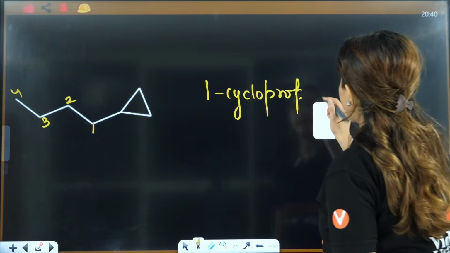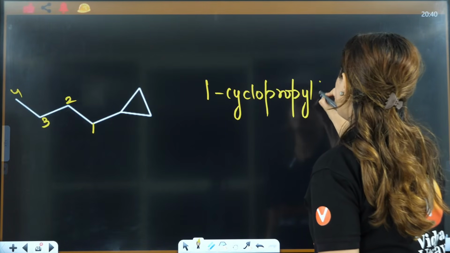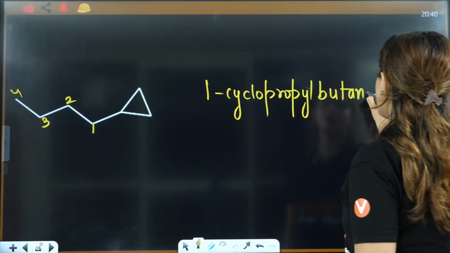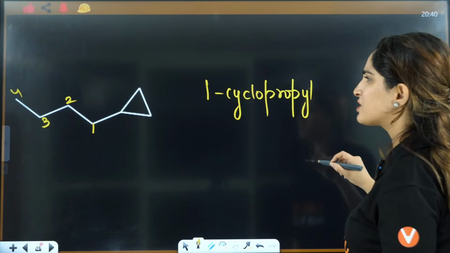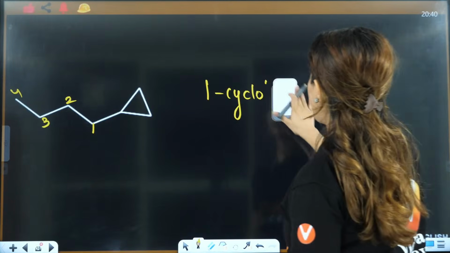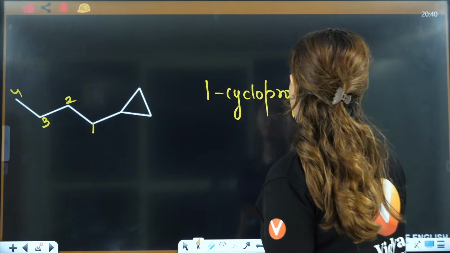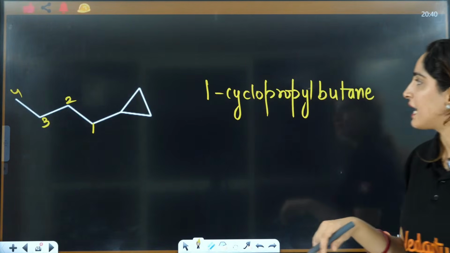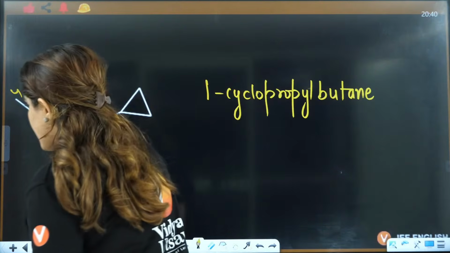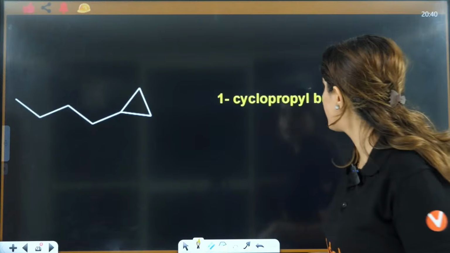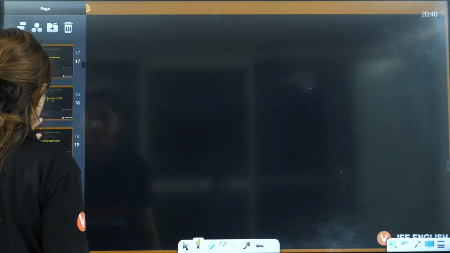So you will write it as cyclopropyl butane. I am writing cyclopropyl butane, why is it propyl? No, it is not propyl, wait a minute. Yes, cyclopropyl butane only, yes. Cyclopropyl butane, okay. 1 cyclopropyl butane, very good. Now next one, let's see that.